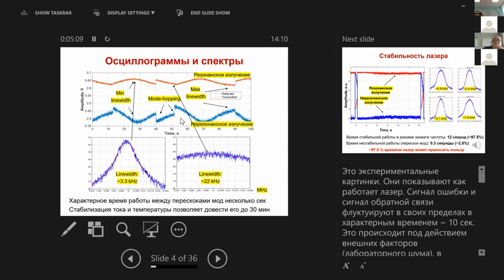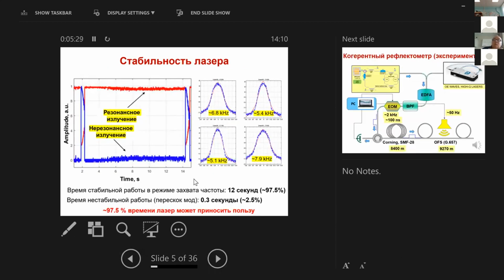However, the important point is that the laser works in the self-injection locking regime between the mode-hopping events for a longer time than the mode-hopping events occur. So stable laser operation is about 97% of all the time, and only 3% corresponds to mode-hopping events. In this situation, the laser can be used as a master oscillator for coherent reflectometry applications like vibration sensors or acoustic sensors.